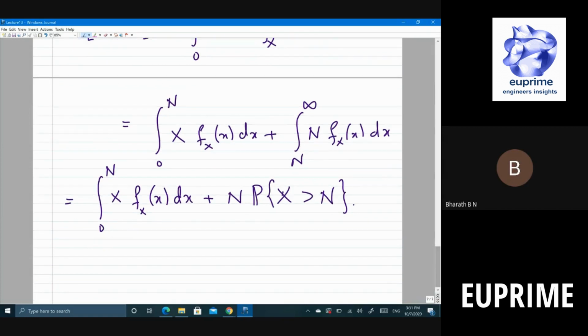Now, what happens as n goes to infinity? Suppose the expected value of X itself is infinity. Then it doesn't matter. Why? Because as n goes to infinity, I don't care what happens to the second term, since the first term goes to the expected value of X, which is anyway infinity. The first one goes to infinity. Nothing to prove.